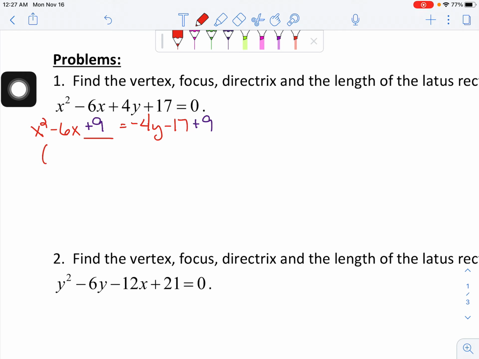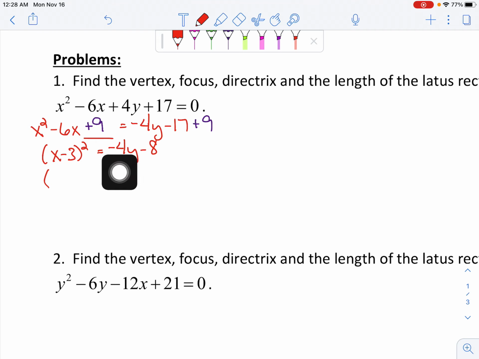Now on the left side, I'm going to go ahead and rewrite this as x minus 3 squared. On the right side, let's go ahead and clean this up a little bit. So negative 4y minus, what is that, 8? All right. And then I'm going to factor out whatever coefficient is in front of y to get it into my standard form. So I'm going to divide out a negative 4, so y plus 2.